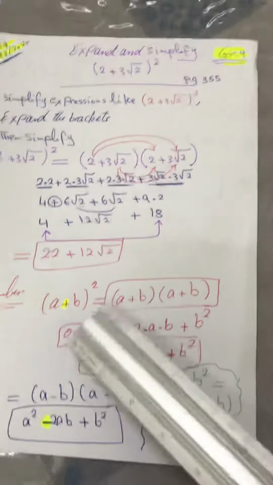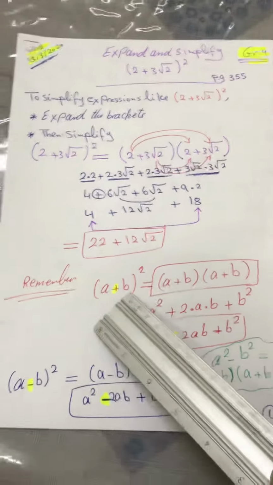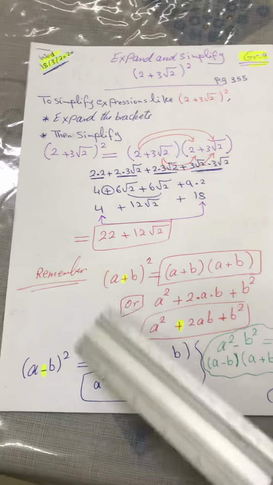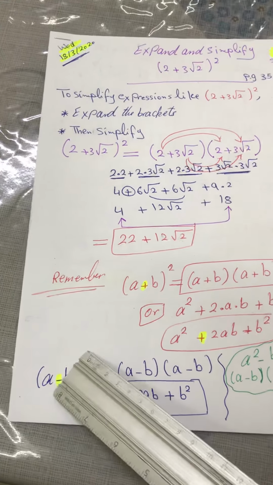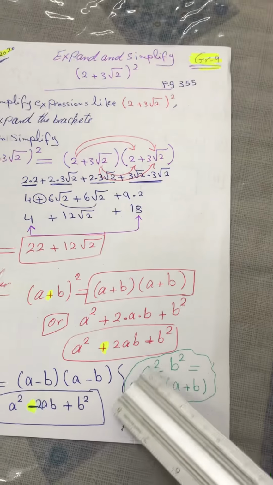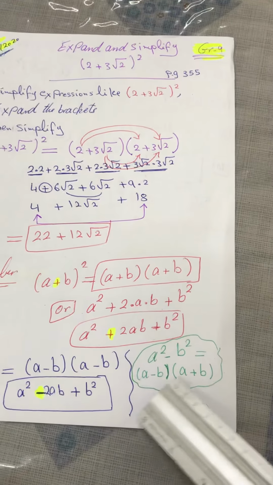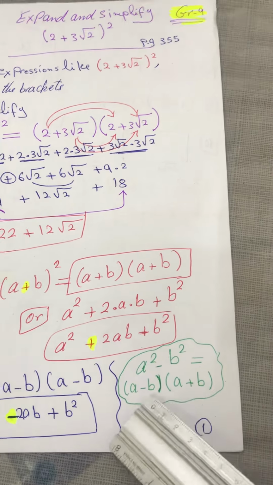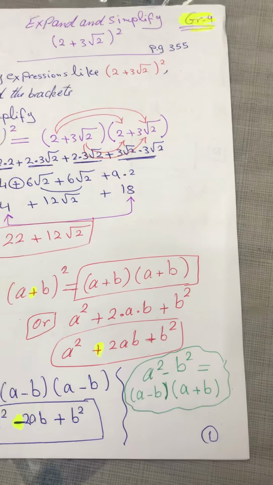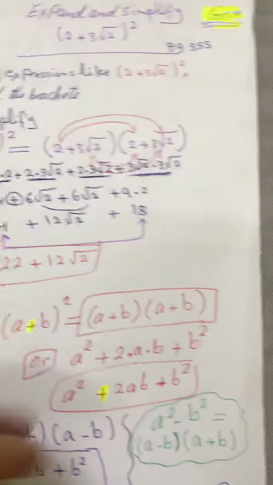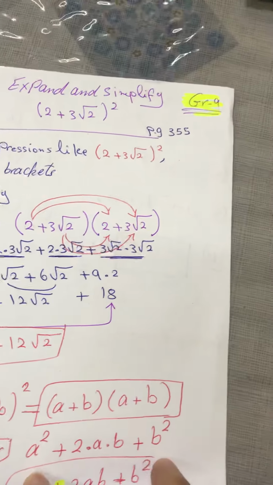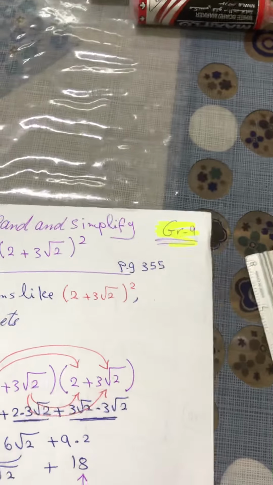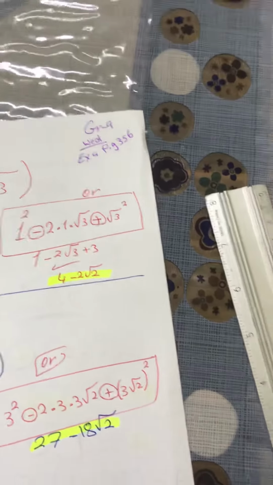Okay, and these are the rules I explained to you on the board. (a plus b) square, (a minus b) square, and if we have a square minus b square, it will be 2 brackets like each other, but one positive and one negative. Okay, so this is our lesson today, depending upon expanding and then simplifying.